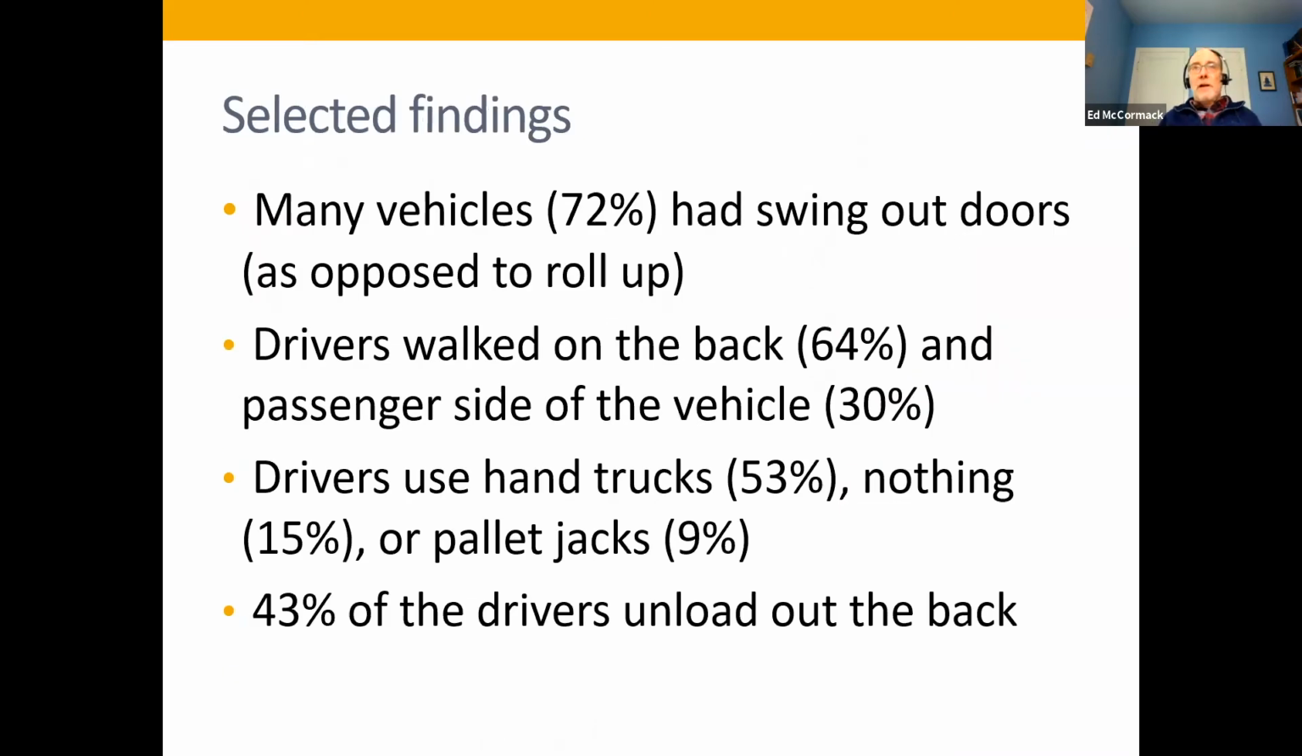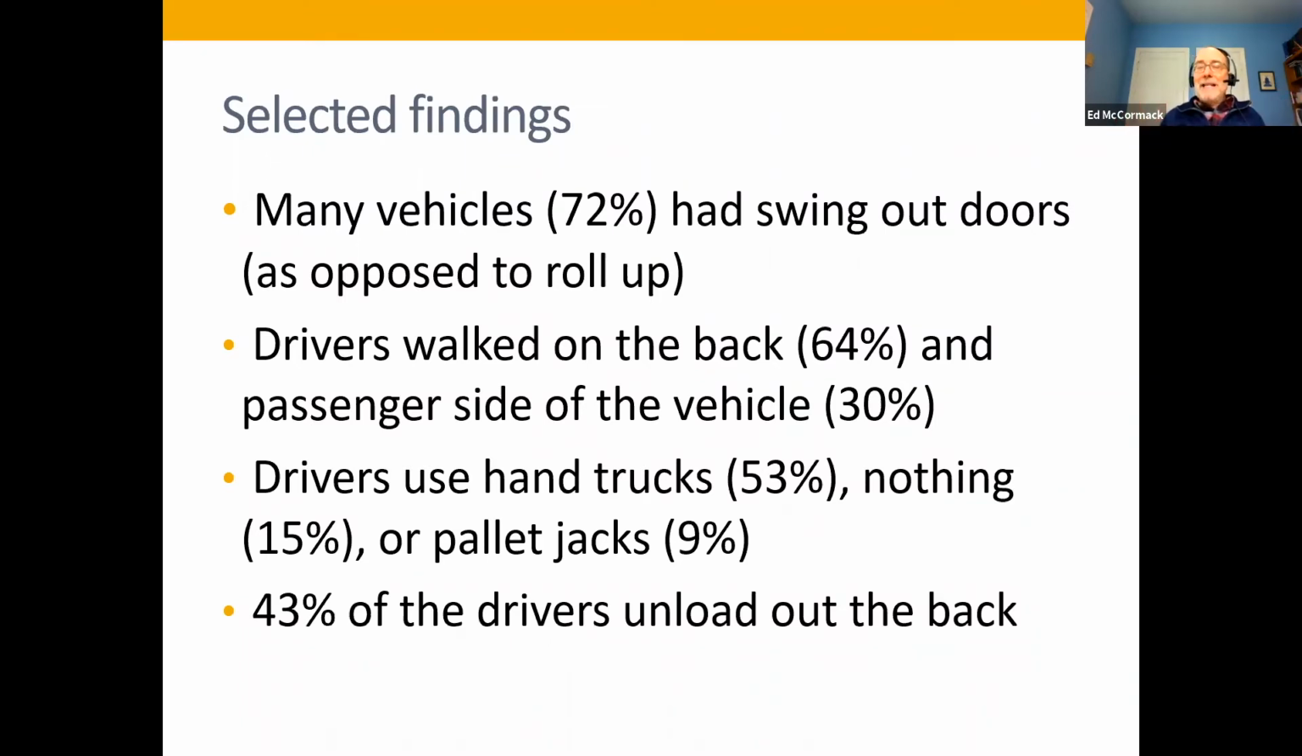And we quantified the findings, and so we noticed that many vehicles had swing out doors as opposed to roll up, which is relevant because the swing out door takes up more room. And no surprise, most drivers walked on the back of the vehicle and on the passenger side of the vehicle, which surprised us a little bit. So they actually came around the front of the truck and walked down the passenger side. Lots of drivers used hand trucks, or some of them just carried the package in their hand, or they used pallet jacks. And 43% of the drivers unloaded out of the back. So that gave us the parameters of the load and unload process.